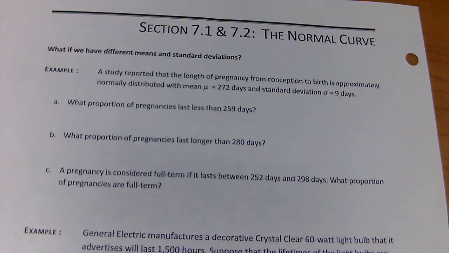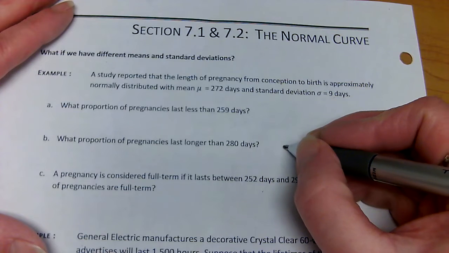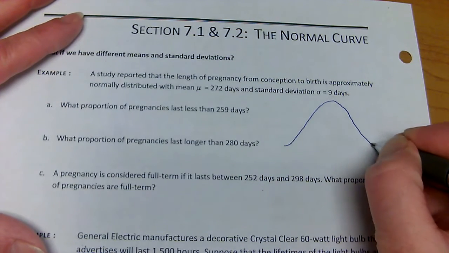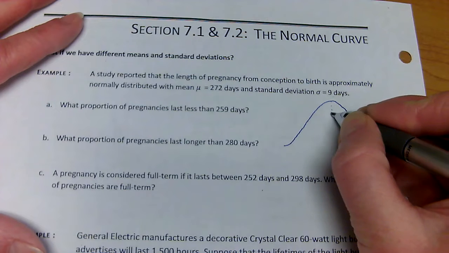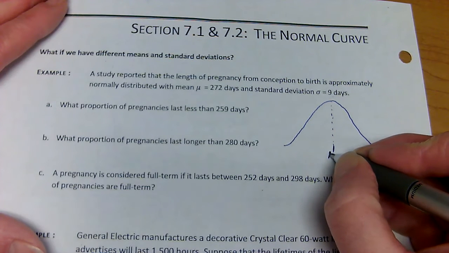A study reported that the length of pregnancy from conception to birth is approximately normally distributed. It's going to look like that bell curve. And it has a mean of 272 days and a standard deviation of 9. So let's think about what that would look like. Here's the curve, and right in the middle, that's my mean.